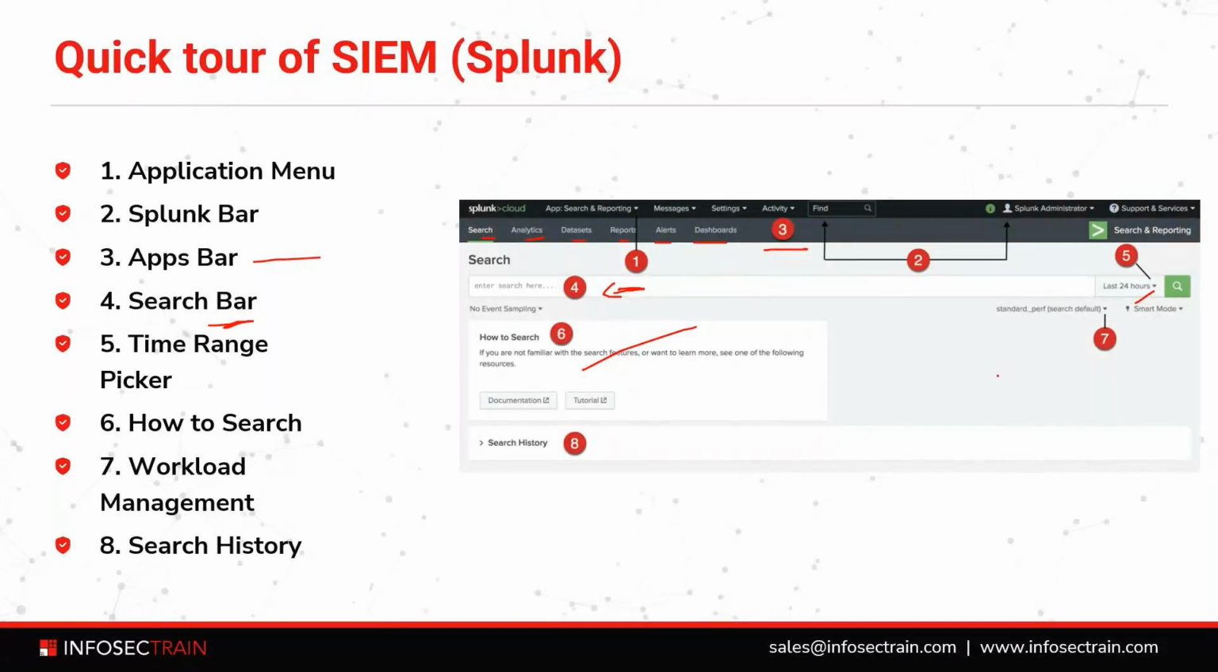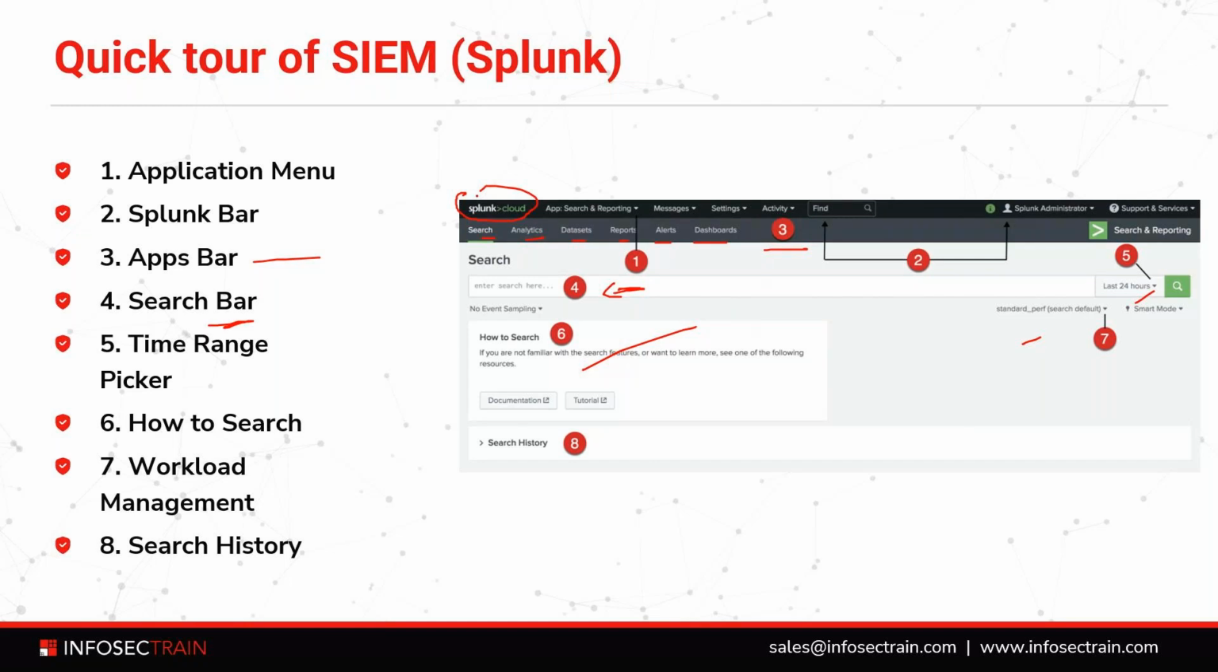Seventh is the workload management. This is on the Splunk Cloud platform only. Right now it is Splunk Cloud, that's why I'll show you Splunk Enterprise in a bit. So this feature allows you to choose which resource pool will execute your search, making sure of efficient use of your system resources.